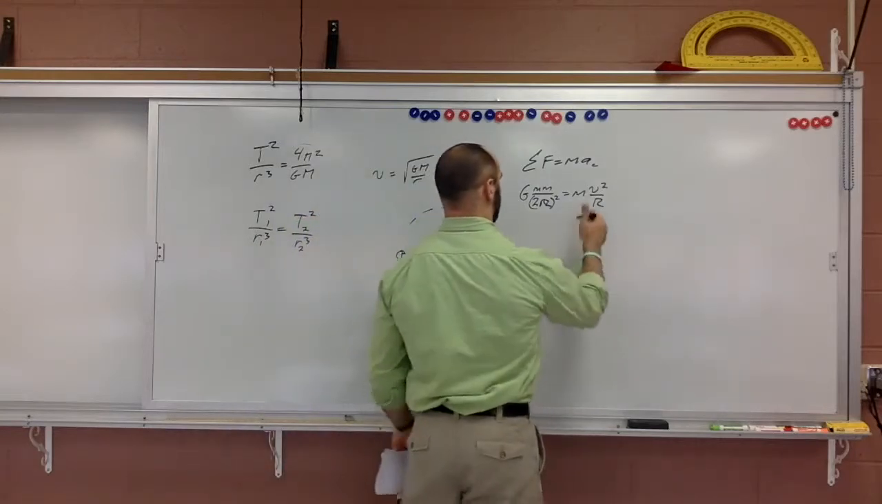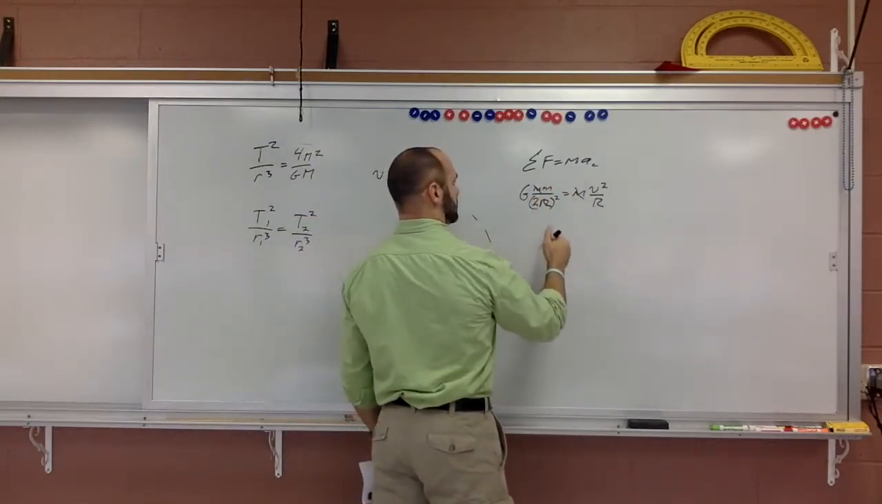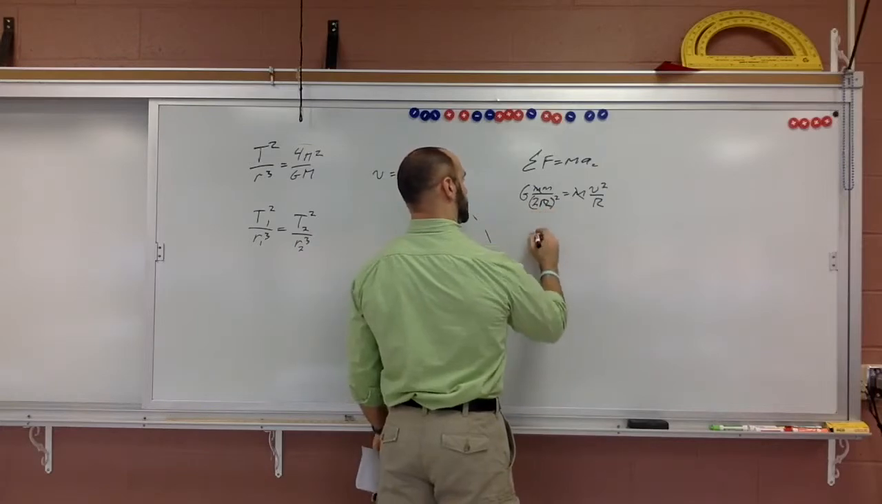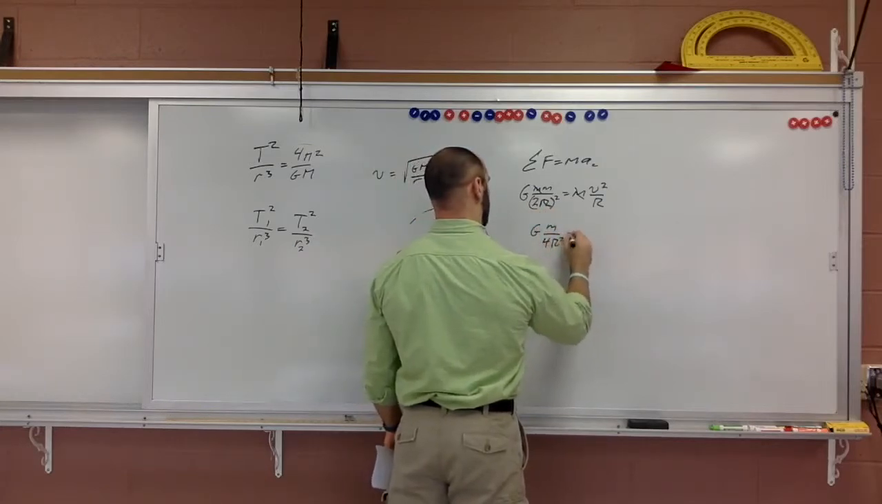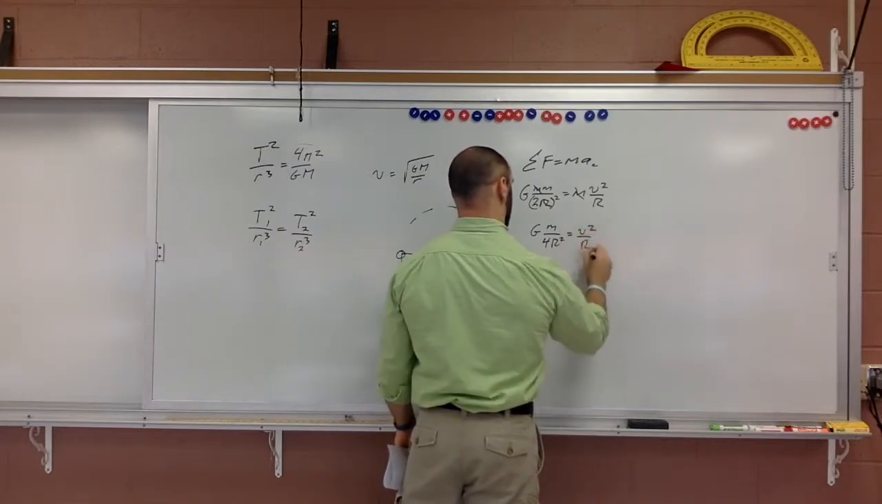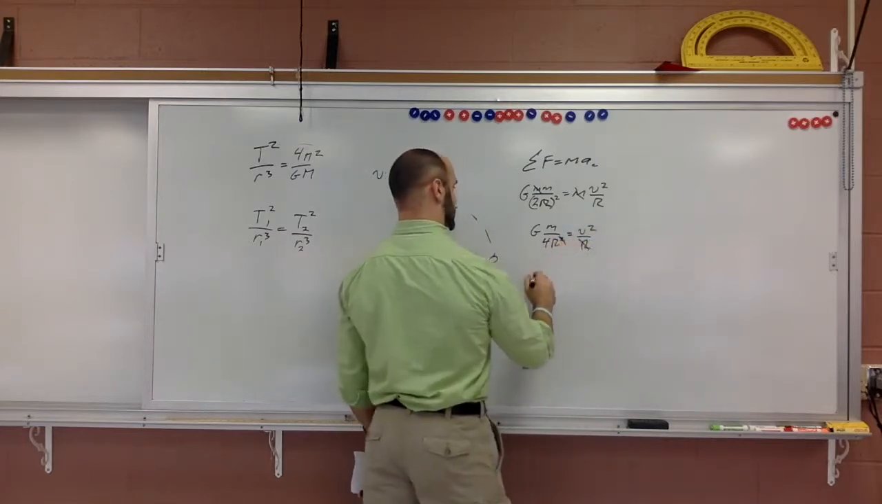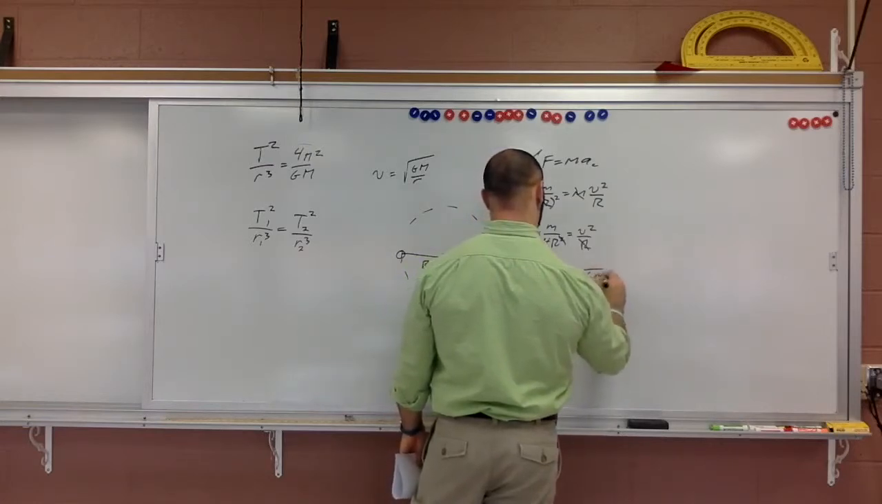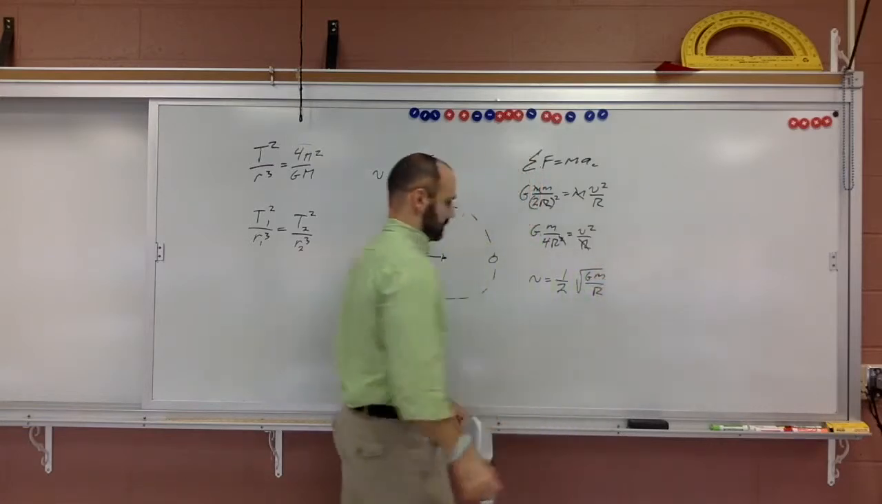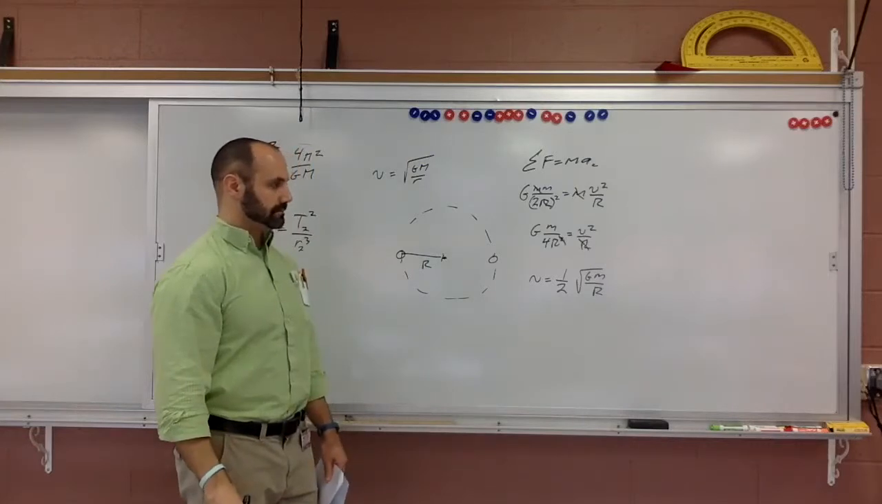And so when we solve this, the m's cancel out. So let's write this out. GM over 4r squared equals v squared over r. That cancels out with one of these. And then v is just one half the square root of GM over r.